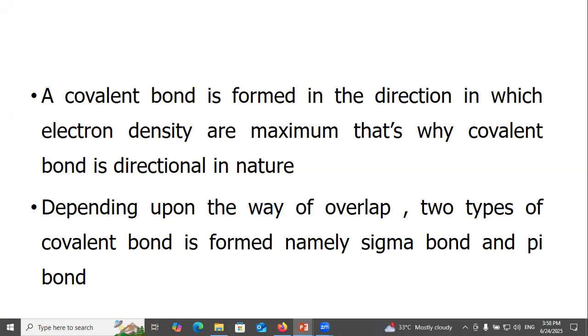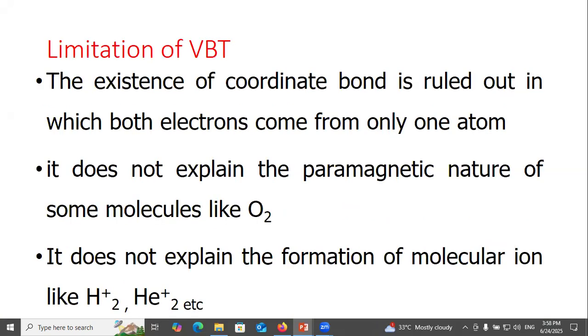Depending upon the way of overlap, two types of covalent bonds form, namely sigma bond and pi bond. Limitations of valence bond theory. The existence of coordinate bond is ruled out, in which both electrons come from only one atom. It does not explain the paramagnetic nature of some molecules like oxygen. It does not explain the formation of molecular ions like hydrogen, helium, etc.